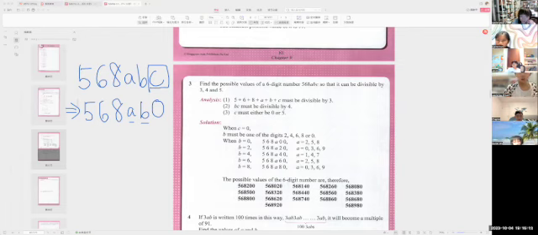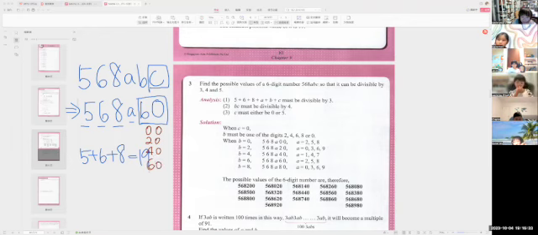So now I want you to add 5 plus 6 plus 8. 5 plus 6 plus 8 equals what? Equals 19, right? And in order to make these last two digits divisible by 4, B can be 0, 20, 40, 60, and 80, correct? Everybody? Okay, so now I want you to do 19 plus 2 equals 21.